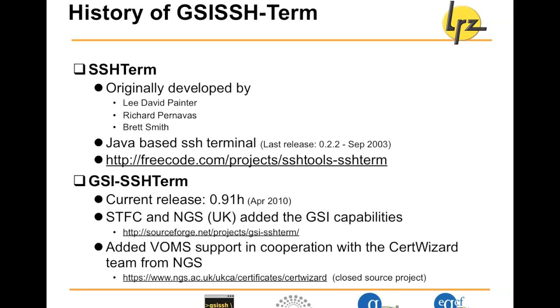It was later renamed as GSI-SSHTerm by STFC and NGS UK, who added GSI capabilities on top of it. Additionally, they have also added VOMS support in cooperation with the SubWizard team from NGS. However, since SubWizard is a closed-source project, the corresponding VOMS support within GSI-SSHTerm is also closed-source. The last release from GSI-SSHTerm is 0.91H in April 2010. Since then, there was no new release due to a restriction in manpower and funding.